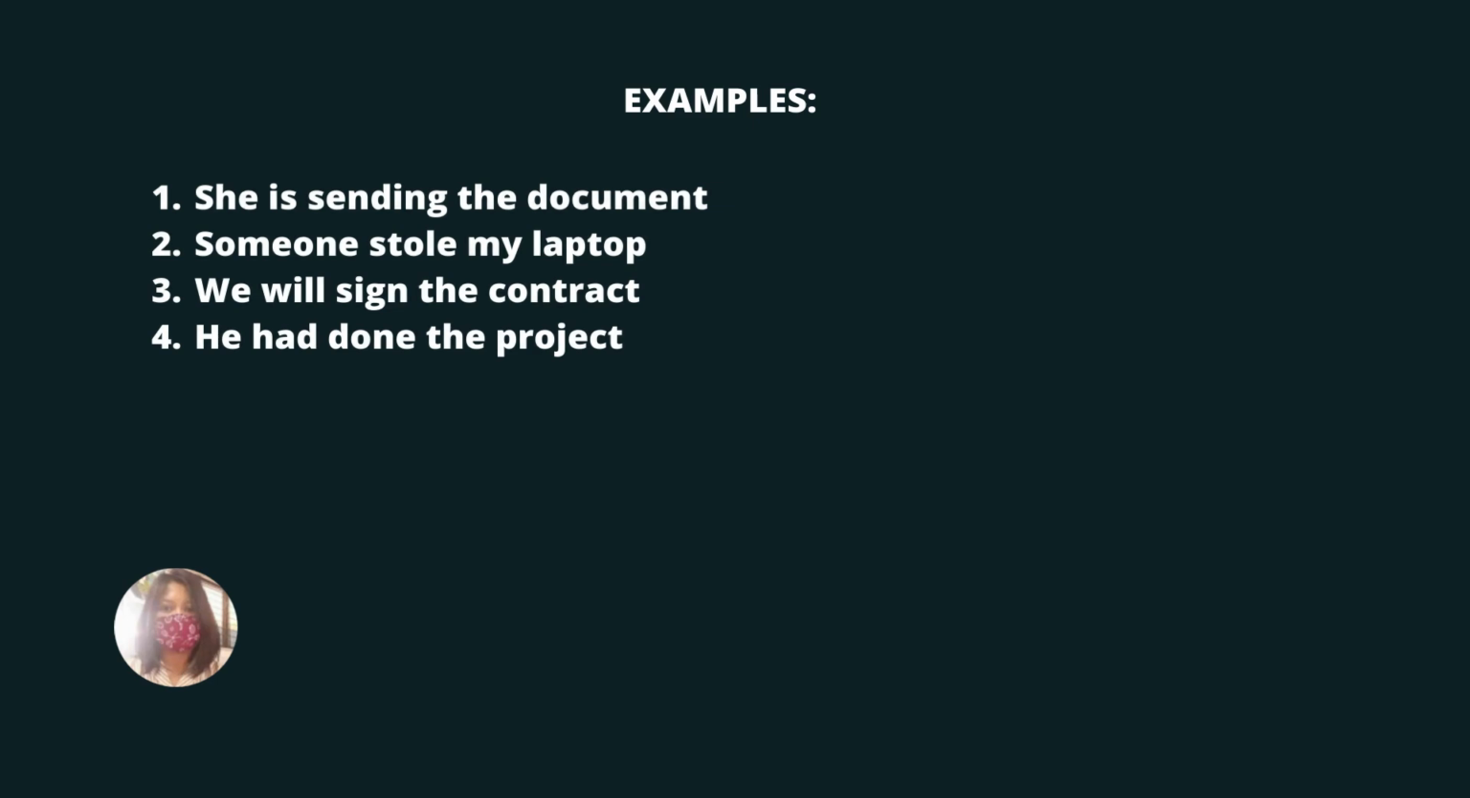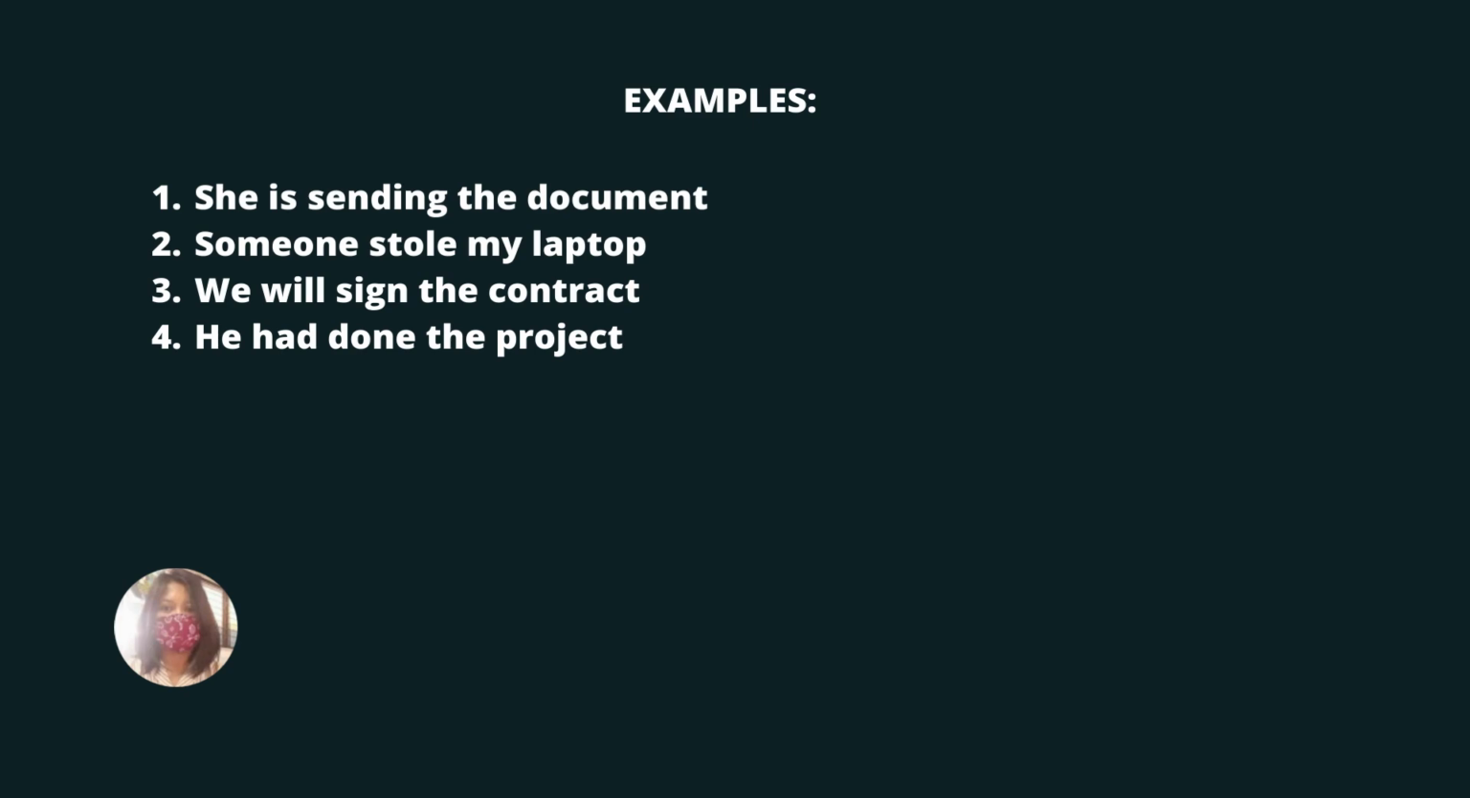Then I will continue by giving examples here. You have 4 sentences here. Number 1 is he is sending the document. Number 2 is someone stole my laptop. Number 3 is we will sign the contract. And number 4 is he had done the projects. What I want you to do is try to identify the pattern and also identify whether the sentence has an object or not.